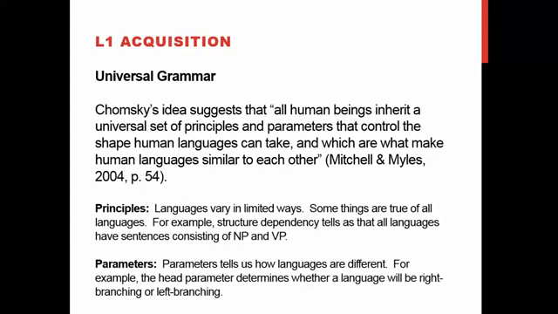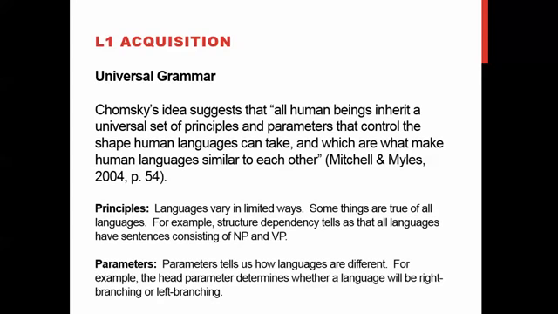And Chomsky, in this idea, suggests that all human beings inherit a universal set of principles and parameters that control and shape the shape that human languages can take, and which are what make human languages similar to each other. So when you look at human languages, actually they're quite similar, but they're different. And he came up with two really important concepts to explain what's going on with universal grammar and how we end up with different languages.